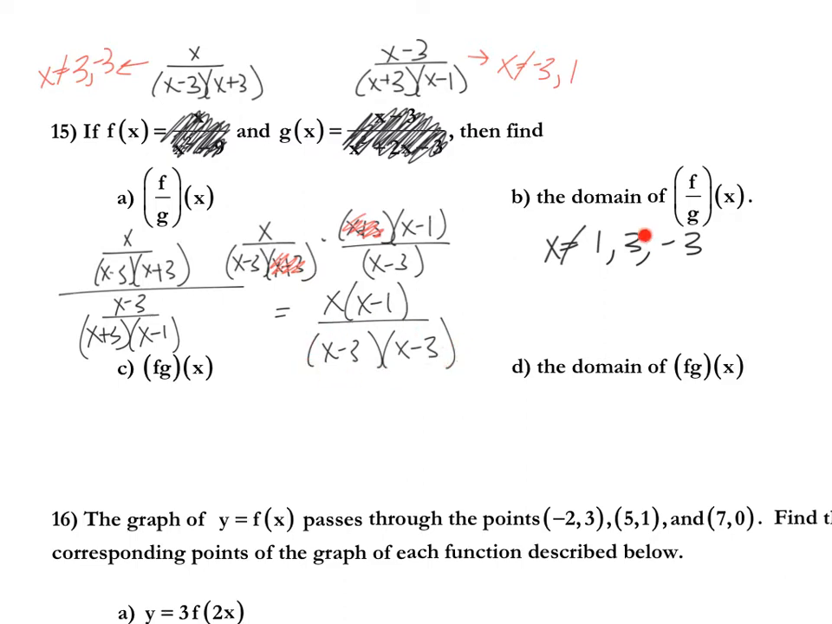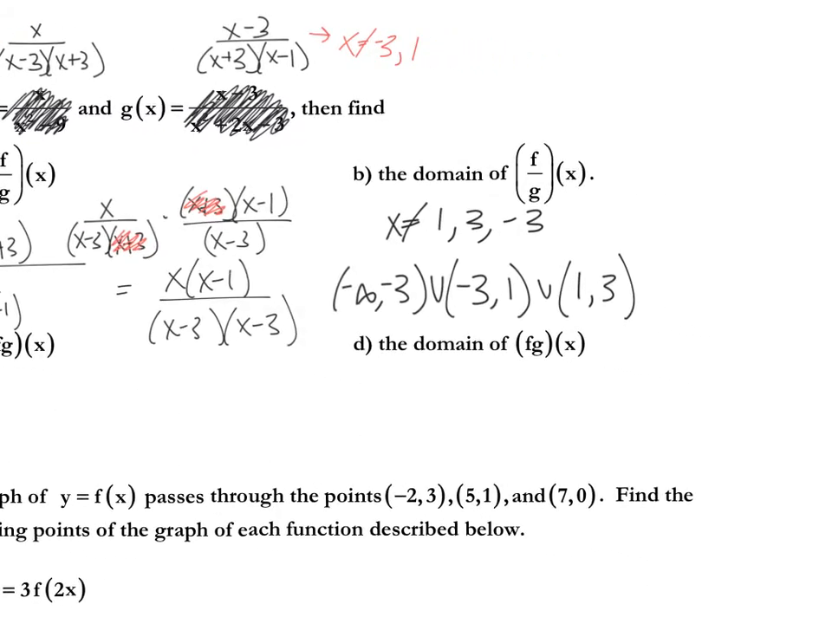We already said we couldn't have 3, so we already knew about that. To write that domain, we're going to go from -infinity to the first number I'm going to hit, which is -3. And then from -3 up until the next number I'm going to hit, which is 1. The next number I'm going to hit is 3. And then I can go from 3 to infinity. So this is how to write the domain except 3 numbers, which is kind of long and annoying, but this says I can't use -3, can't use 1, can't use 3.